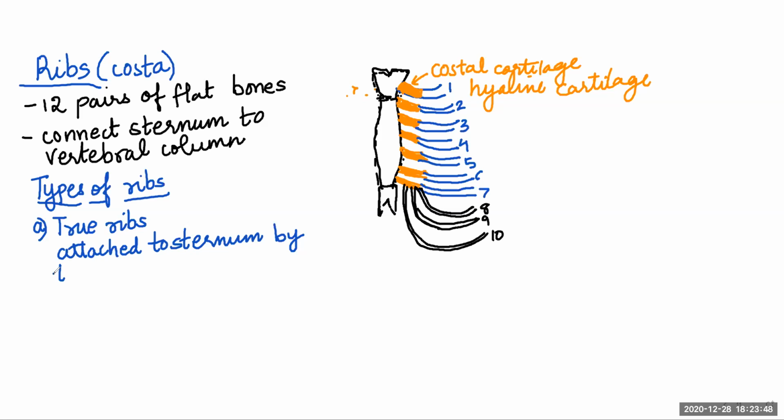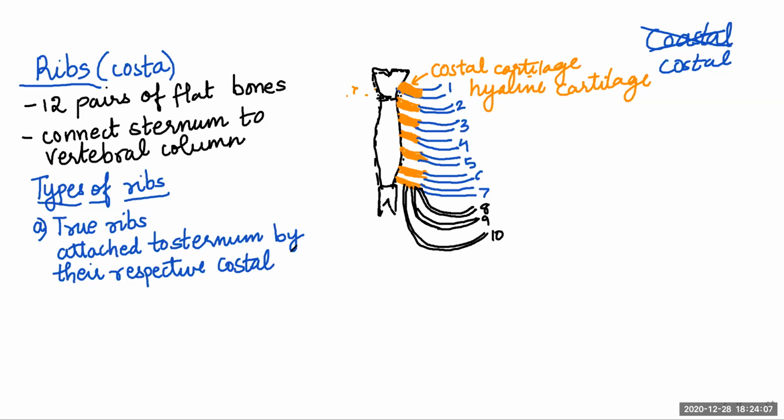They are attached to the sternum by their respective costal cartilage. याद रखना, कोस्टल नहीं है. कोस्टल का मतलब होता है अलोंग द सी, ये वर्ड नहीं है. कॉस्टल है, कॉस्टा का मतलब होता है रिब्स. So which are attached to the sternum by their respective costal cartilages. का मतलब क्या होगा? खुद का कार्टिलेज. So first to the 7th pair of ribs.